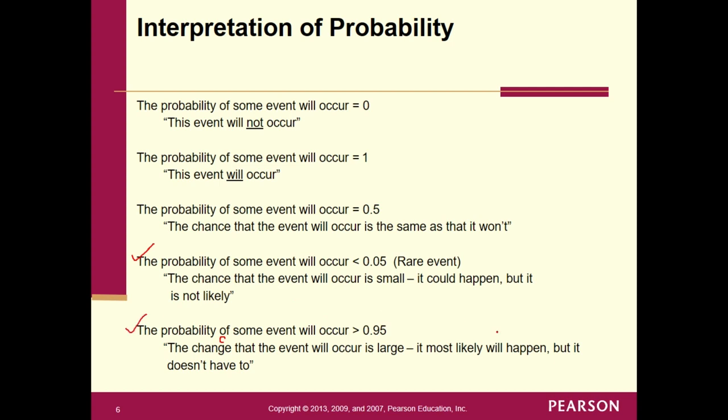Let's see here. How about, I don't know, let's go to some place that's really sunny like Hawaii. The probability it's going to be sunny at least part of the day in Hawaii is maybe greater than 0.95. Maybe it's 0.98 or something. So if the chance that the event will occur is large, it will most likely happen, but it doesn't have to. Hopefully that gives you some ideas on how to navigate through probability.